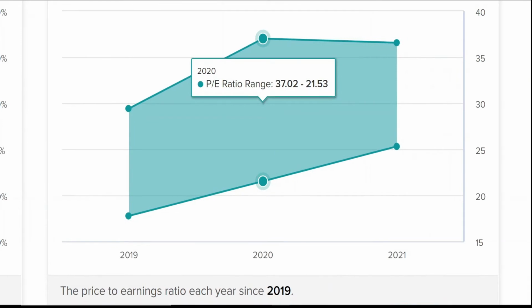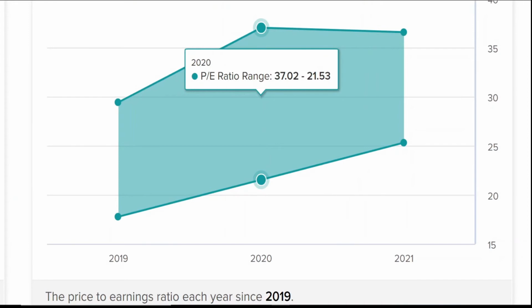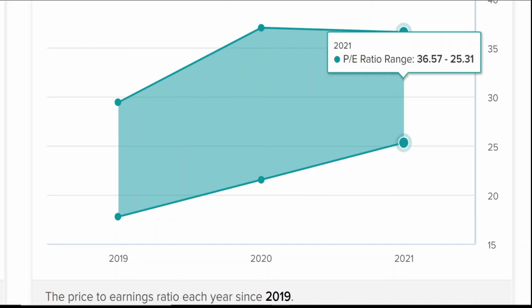In 2020, it was a no-go territory for me, so I would have not bought the Microsoft stock in 2020. Why? Because the PE ratio is above my maximum threshold, that is 20. And some people even paid a whopping price for the value which they got when the PE ratio climbed up to 37.02.